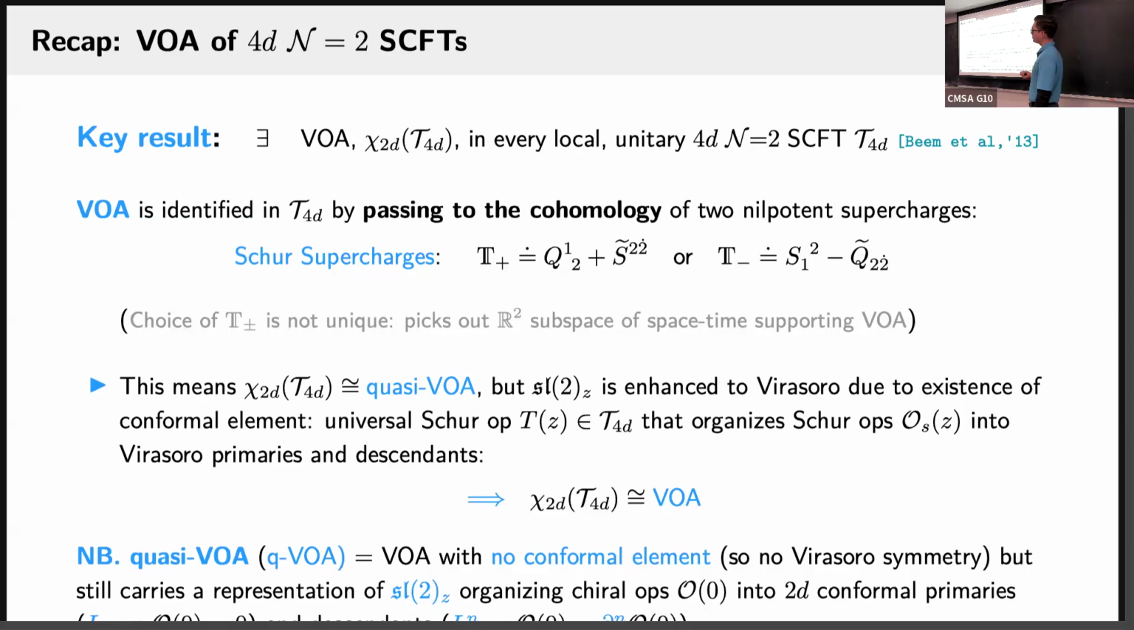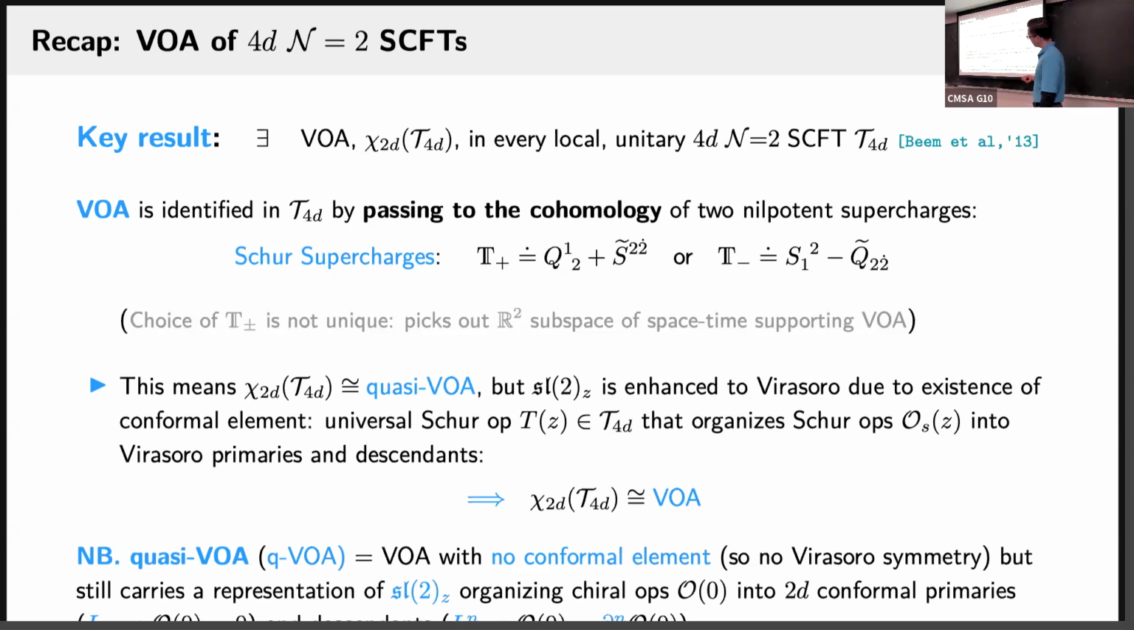At this point, the fact that this T plus minus cohomology picks out these two pieces of data already tells us, in a canonical fashion, that this chi2d has the structure of what's called a quasi-VOA. But somewhat miraculously, it turns out that this SL2Z is actually enhanced to the Virasoro symmetry due to the existence of a conformal element, which comes from a universal Schur operator that lives in the 4D theory, which when you pass to the cohomology ends up organizing all these Schur operators into Virasoro primaries and descendants. And so in the end, this is what gives this set of Schur operators the structure of a VOA.